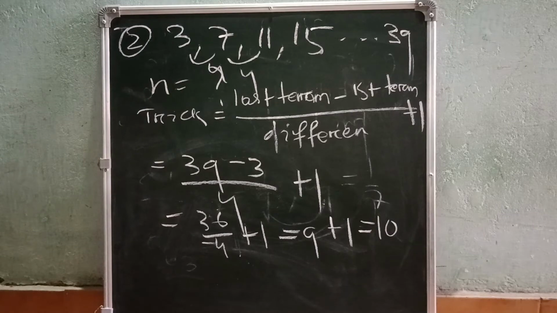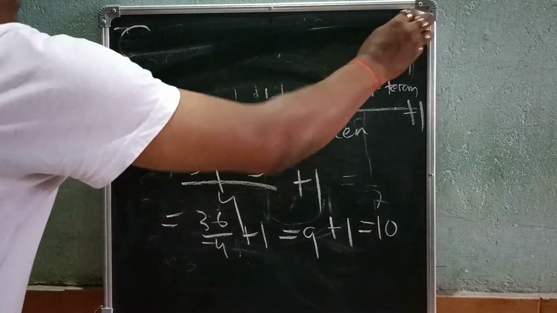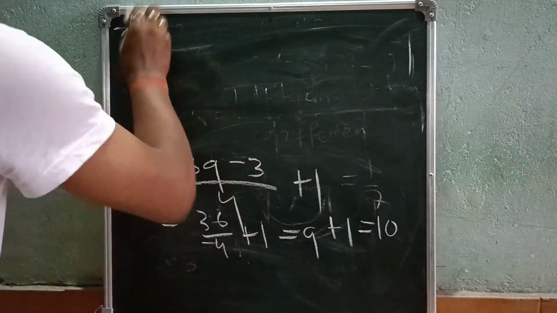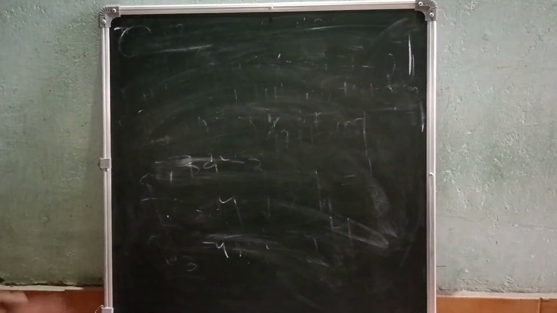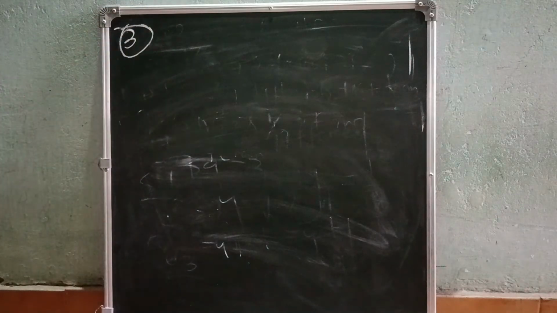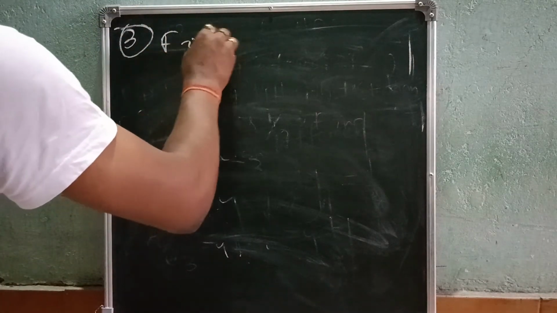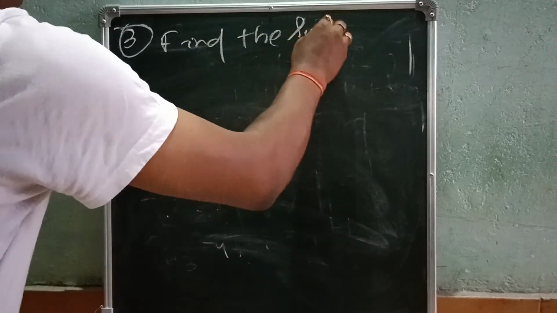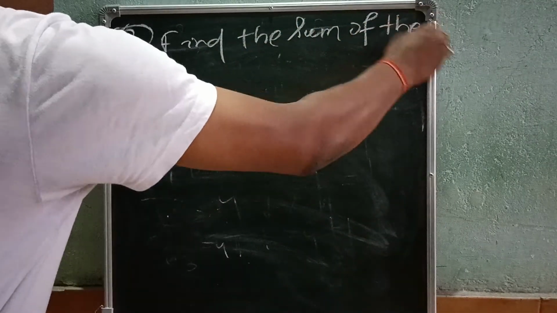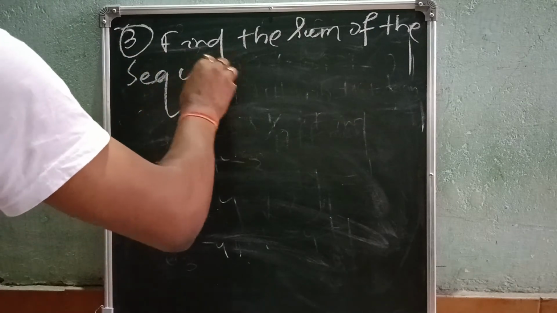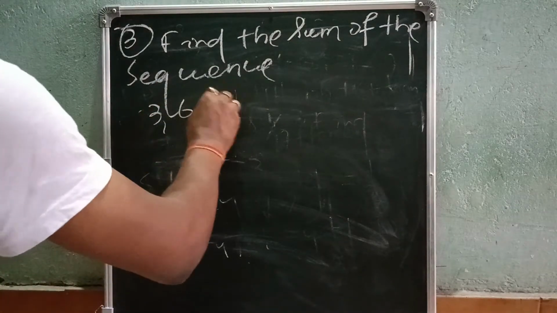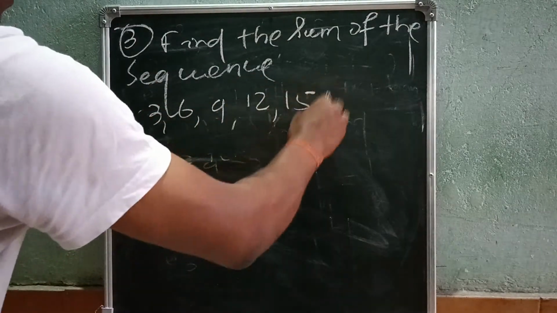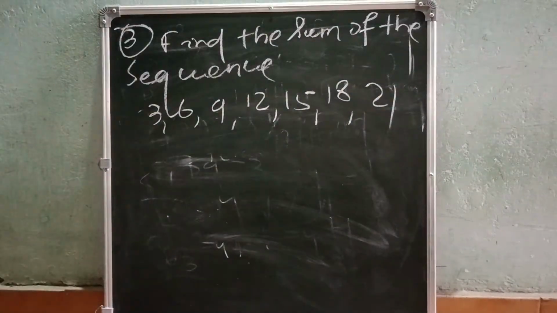Then question number 3. Find the sum of the sequence. The sequence is 3, 6, 9, 12, 15, 18, 21. You have to find out the sum.